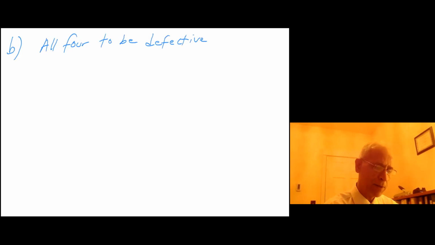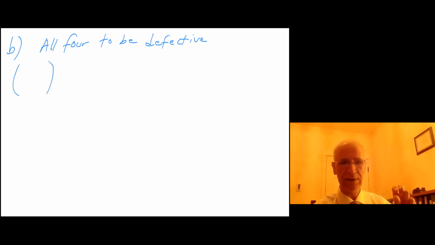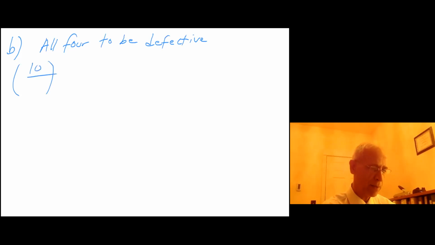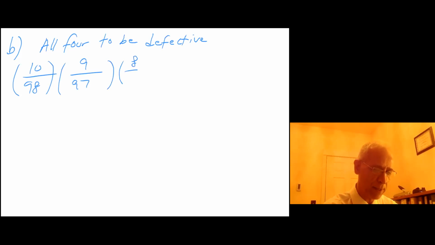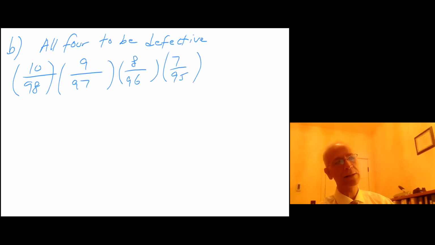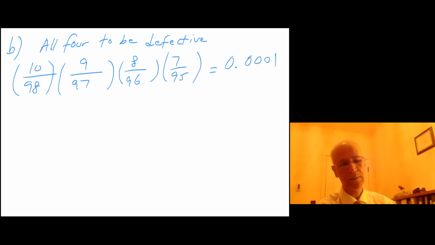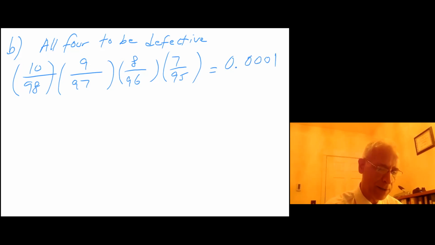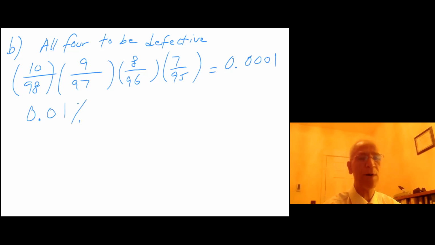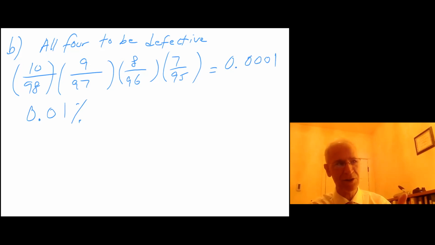Okay, so notice that for the first pick, I have a total of 10 bad ones divided by 98. For the second one now, I have 9 left divided by a total of 97. Then 8 over 96, and then 7 over 95. And if I put that in my calculator, I got 0.0001. And if I multiply that by 100, I get 0.01%. So there's 1% of a percent chance for all 4 of them to be defective.